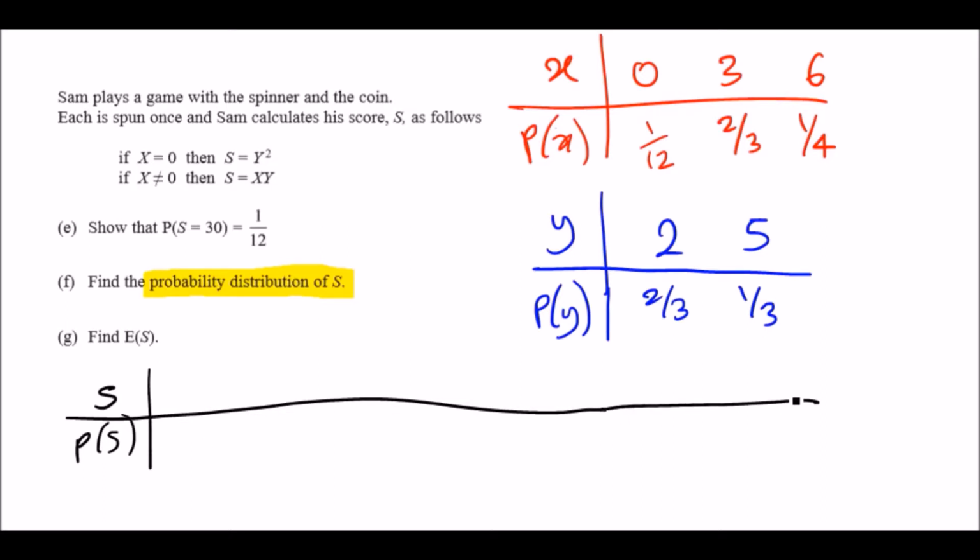Okay, let's have a look. So now when x equals 0, what are the options? You get y squared. This means you have 2 squared or 5 squared. So I'll do this in blue to represent. So 2 squared is 4, 5 squared is 25.